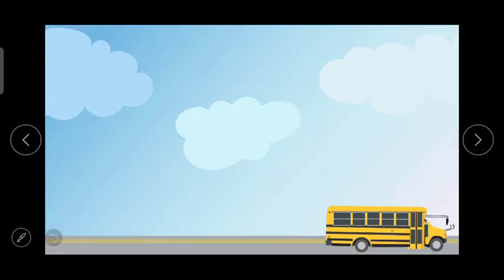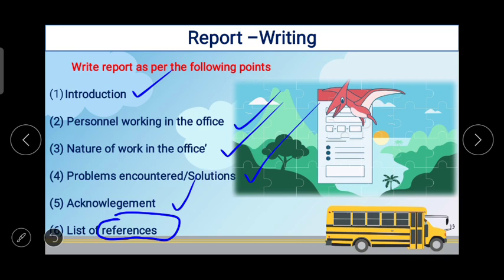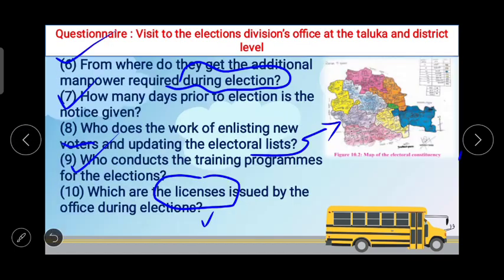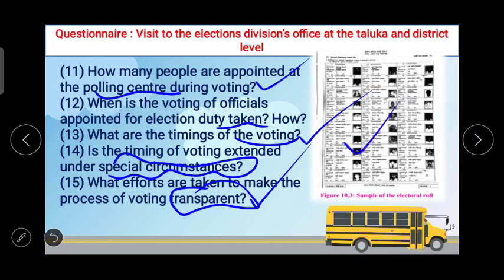Next, another thing which you can add, pictures of the election process. Here you can see these pictures, voters list here, figure 10.3 sample of the electoral roll. So, these pictures are given in our textbook. Figure 10.1 visit to the election office, then map 10.2 map of the electoral constituency and electronic voting machine.